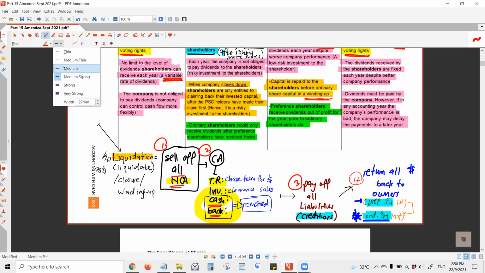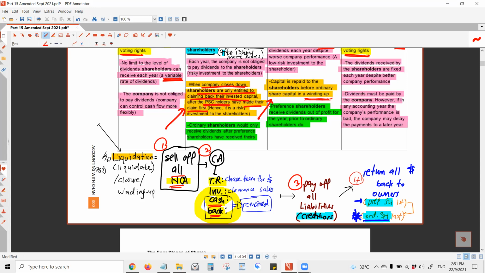And this is about the two sentences in the table. Yeah, these two. You can read on your own. When company closes down, shareholders are only entitled to claiming back their invested capital after the PSC, which stands for preference shareholder, holders have made their claim first. That means preference shareholders get back their money first.